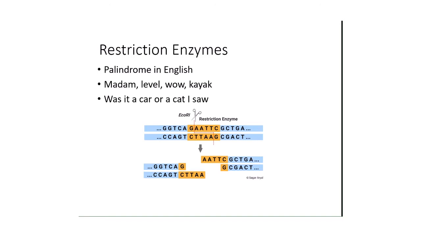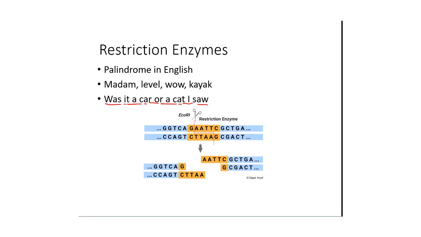You can even have a palindromic sentence. Was it a car or a cat I saw? If you read this backwards, it says the exact same thing. Was it a car or a cat I saw? Right, so that's an example of a palindromic sentence.